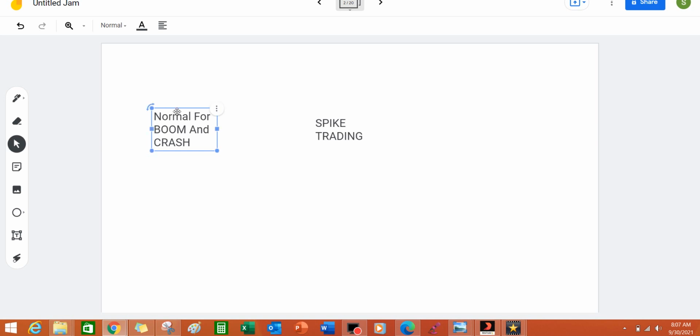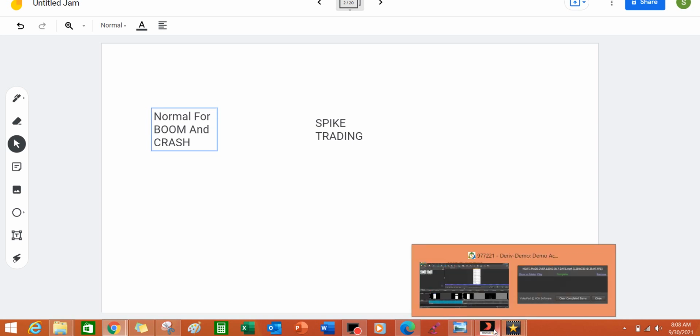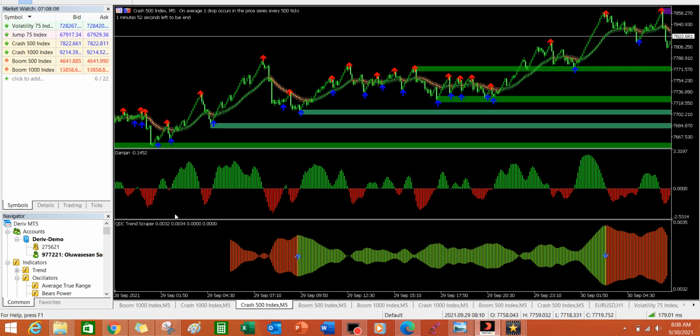Okay, so definitely if you are trading the normal trend and if there is a spike, you might not be able to use the stop loss to hold on to it, or to lock up your profit. So that is why you need to know how to do it in the right way. Okay guys, so let's go straight into the chart.